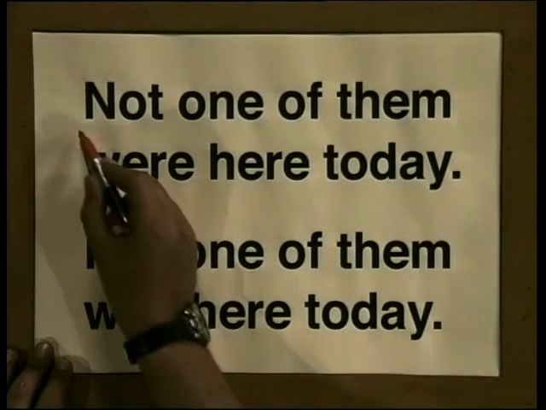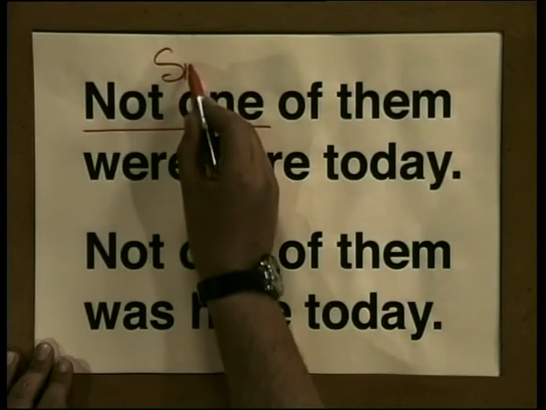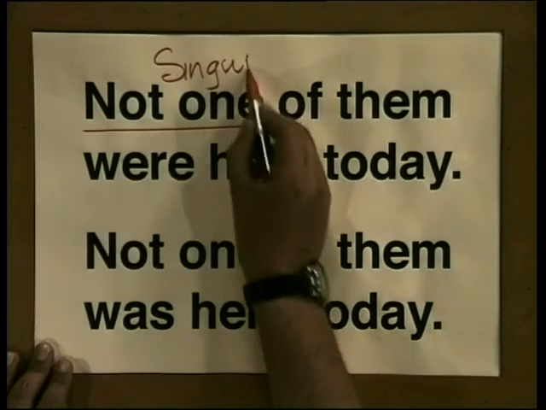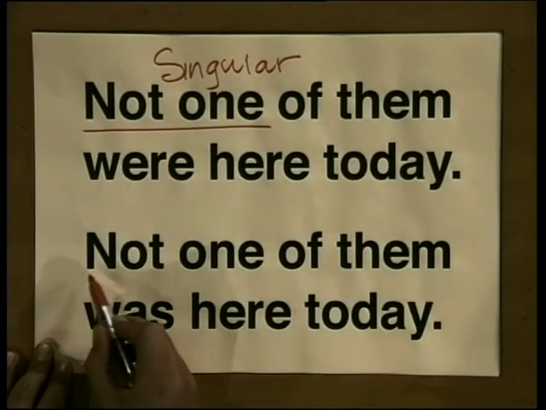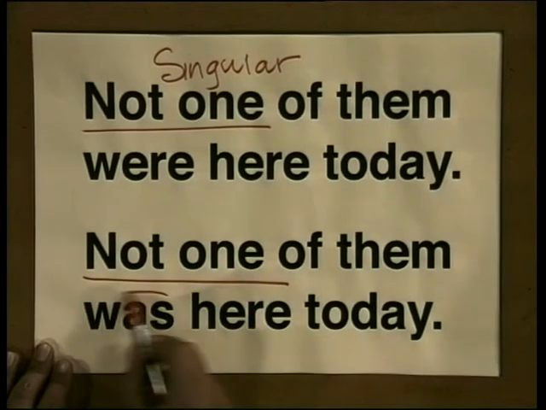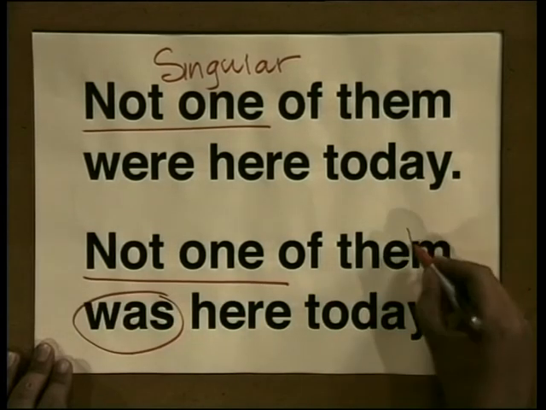Let's talk about words like none, no one, neither, either. These are singular words, and their number is one. So, according to the rule of Concord, if you're using these words, you need to have verbs which are singular too. So here, not one is a singular word, which means that not one of them was here today is the correct form.